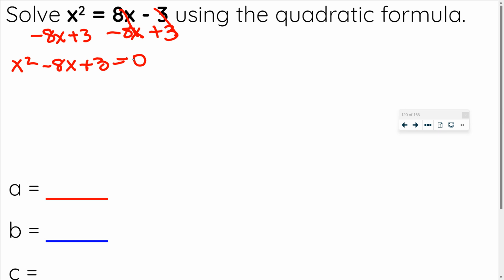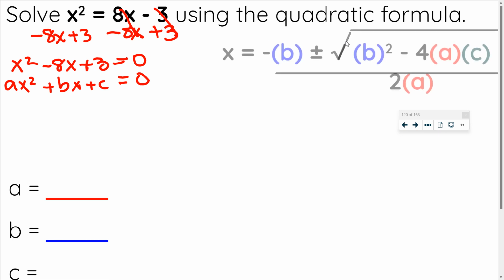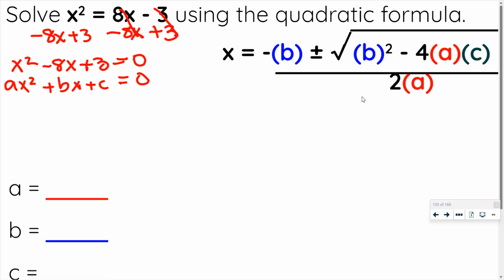So now that I have it set to 0, and again set to 0 because I'm finding an x-intercept, and the y value of an x-intercept is 0, I look at this equation as it compares to an equation in standard form, because I need the values of a, b, and c for the quadratic formula. So the quadratic formula is x equals negative b plus minus the root of b squared minus 4ac all over 2a.